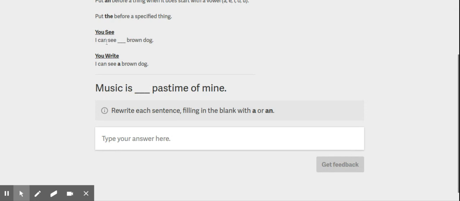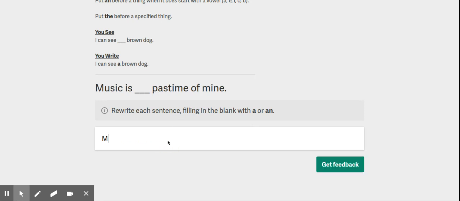So if you see "I can see blank brown dog," then you would write the sentence, "I can see a brown dog." Our first one is "Music is blank pastime of mine." We need to fill it with a or an, it says. So I look at the next word. It starts with a P, which is not a vowel, so I would just use a.